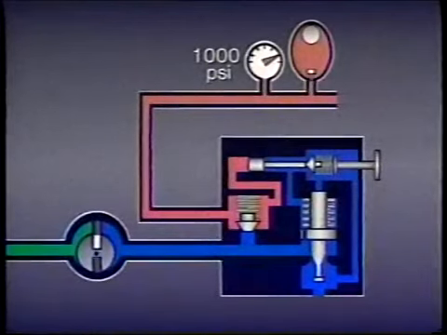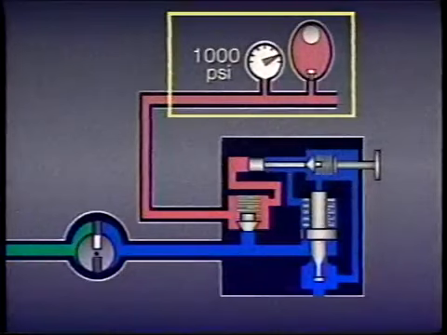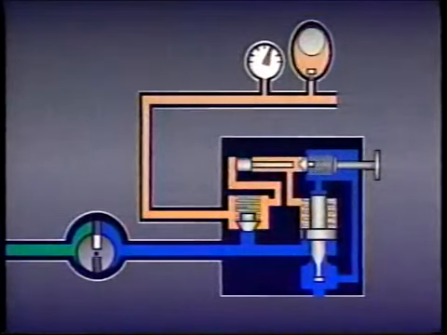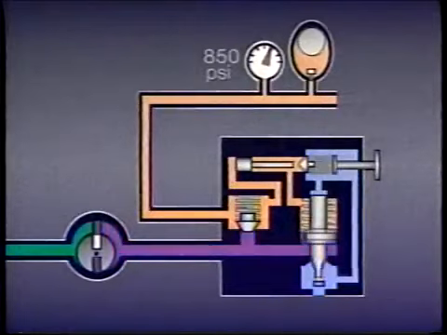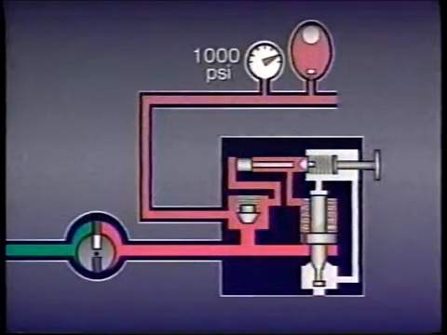In this system, for example, the valve opens and unloads to tank when the accumulator is fully charged at 1000 psi. As the energy in the accumulator is used up, pressure upstream of the check valve drops. When pressure drops to 850 psi, the valve closes and flow from the pump fills the accumulator again.